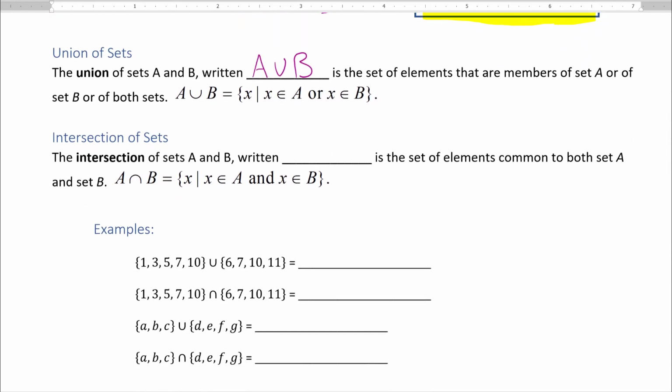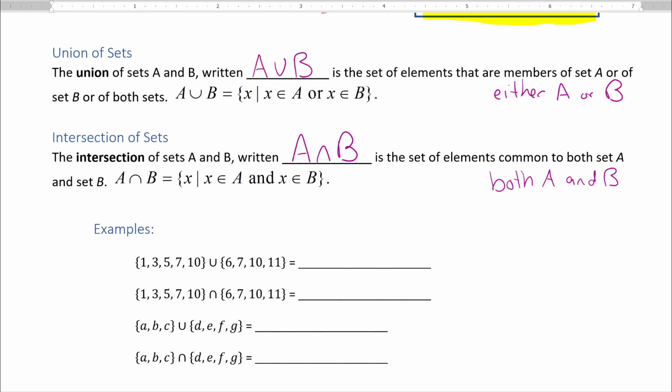The intersection of sets A and B, written A intersect B, is the set of all elements common to both A and B. So they have to belong to both A and B. Just in words, this would be both A and B. And in words, union would be more like either A or B. Union is a whole lot more accepting. Intersection is much more exclusive. It has to be both A and B in order for it to work.